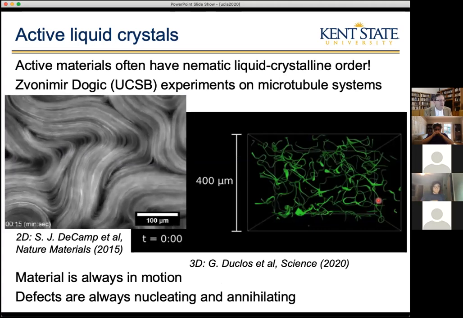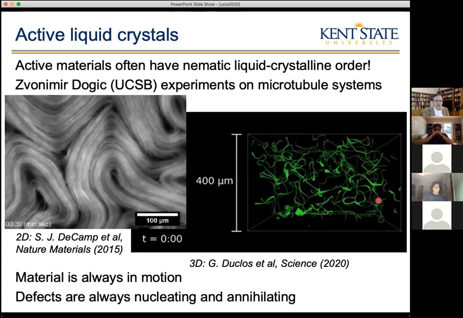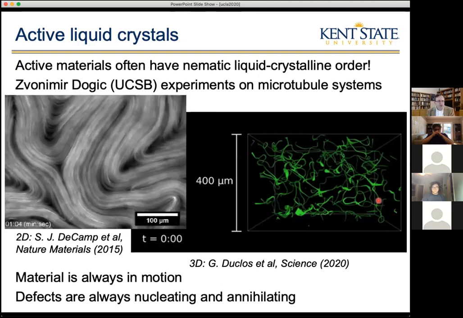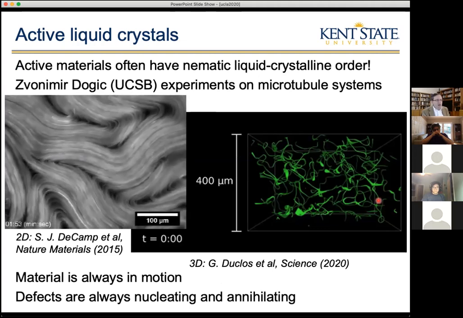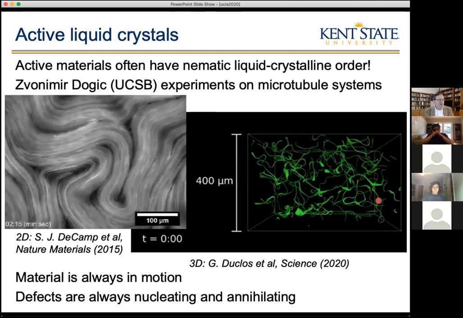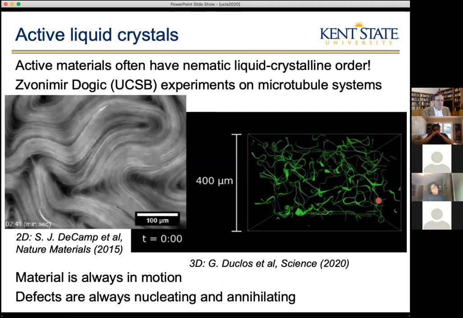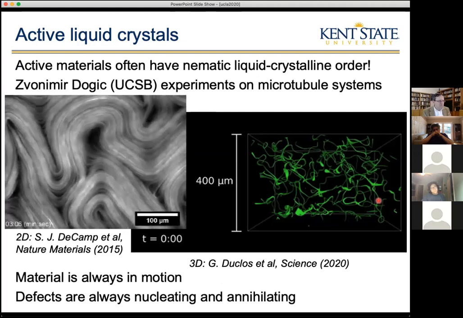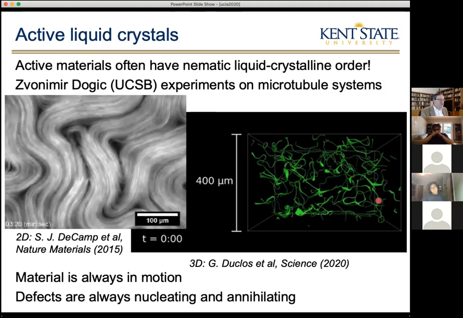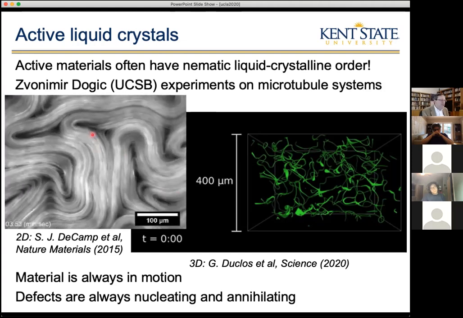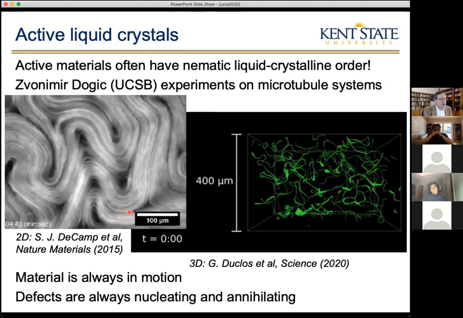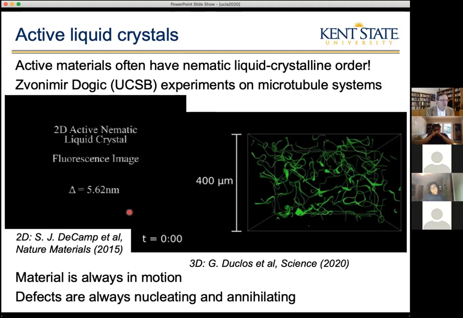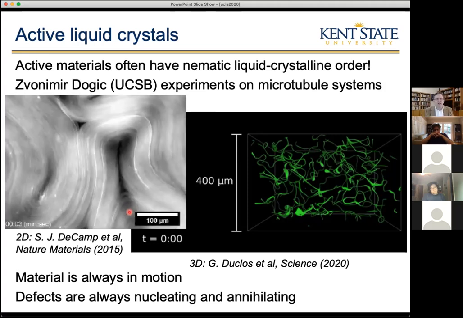Okay, so here's an experiment from the lab of Zvonimir Dojic, formerly at Brandeis, now at UCSB. So an experiment on an active material based on microtubules. And you can see a two-dimensional experiment in this movie over here, right? So one thing to notice is that the material is always in motion, right? It doesn't just hold still for us to look at.